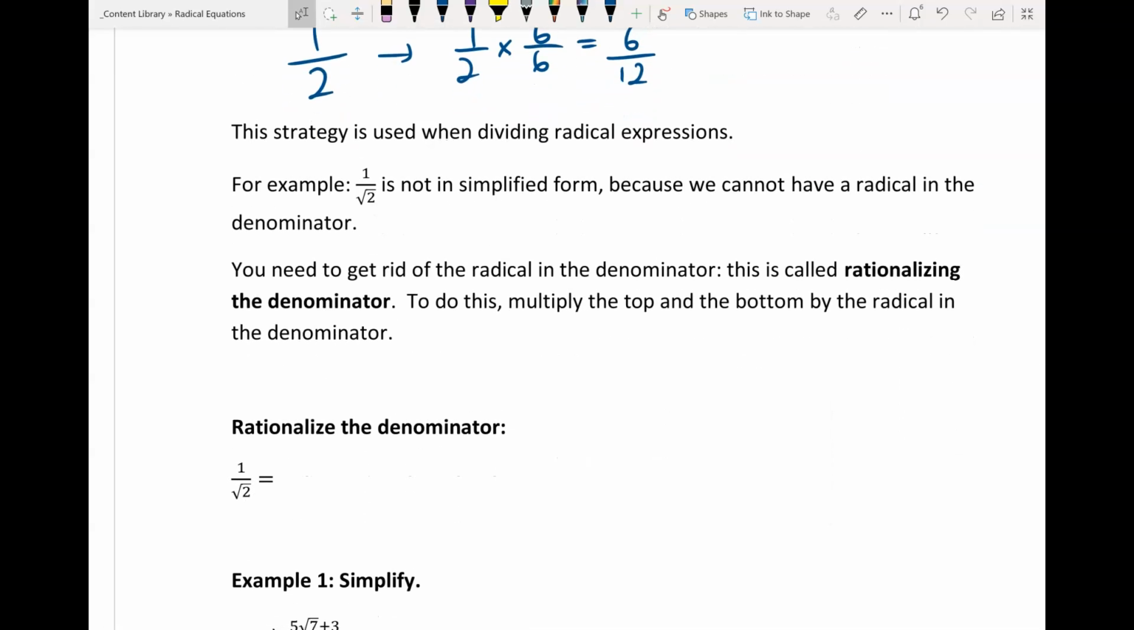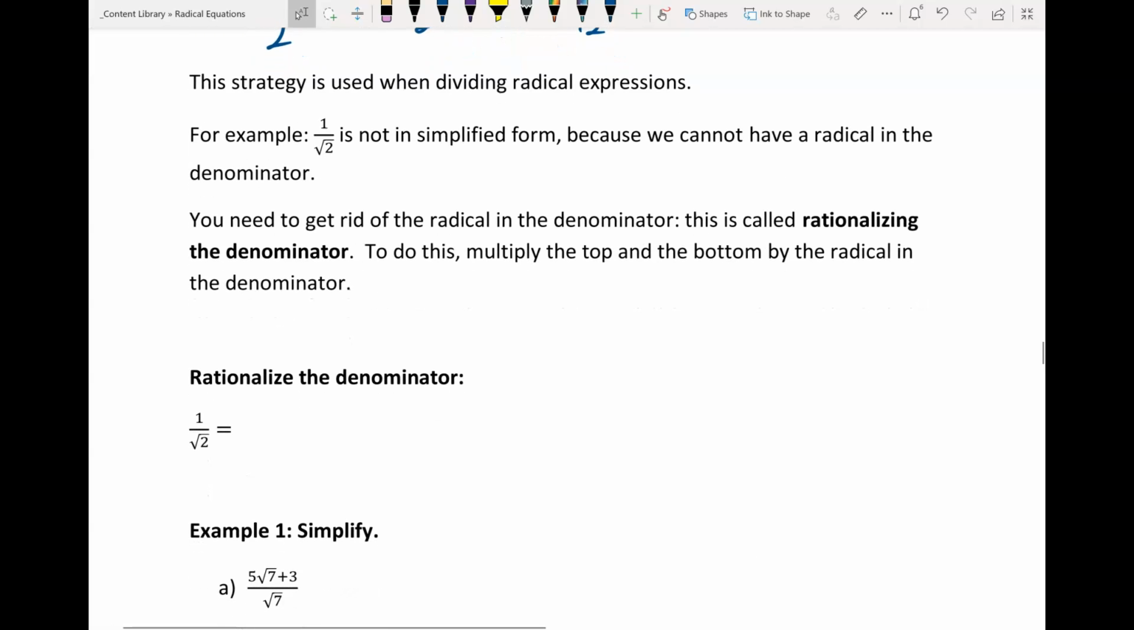So we're going to use the same sort of strategy when we're dividing radical expressions. So for example, 1 over the root of 2 is not in a simplified form because we can't have a radical in the denominator. So that means we're going to get rid of the radical in the denominator, which is called rationalizing the denominator. So whenever we're getting rid of the radical in the denominator, we're actually rationalizing the denominator.